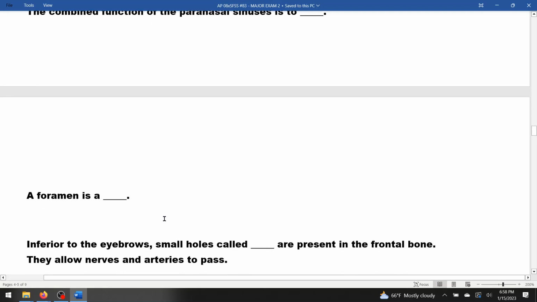Inferior to the eyebrows, small holes called blank are present in the frontal bone. They allow nerves and arteries to pass, as do most holes in the skull. So, in the frontal bone, right under the eyebrows, is the supraorbital foramen. Supraorbital foramen, or supraorbital foramina, to make it plural.